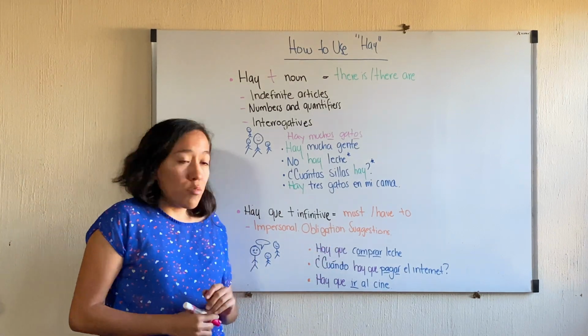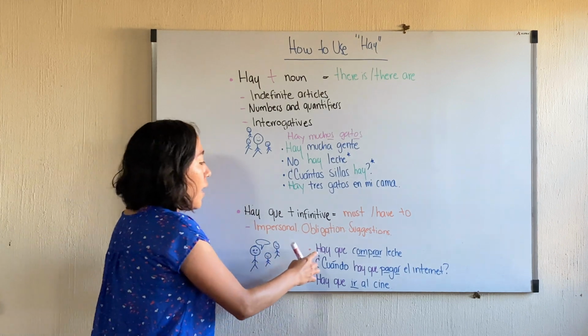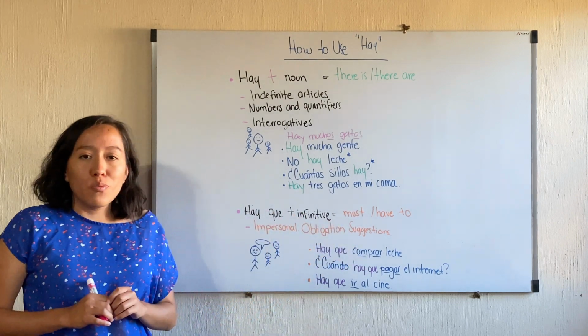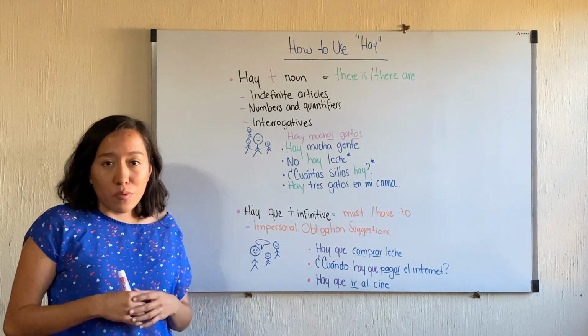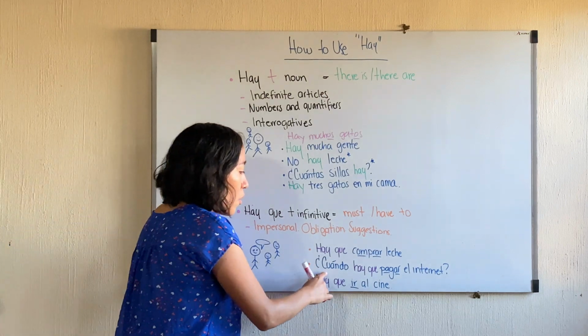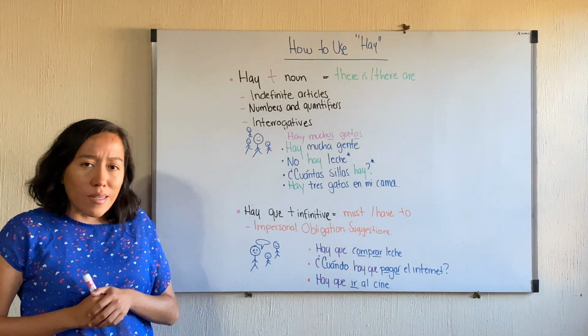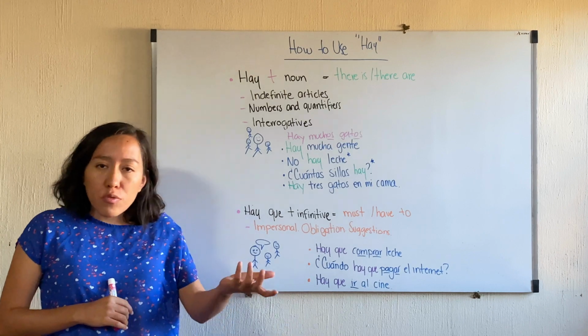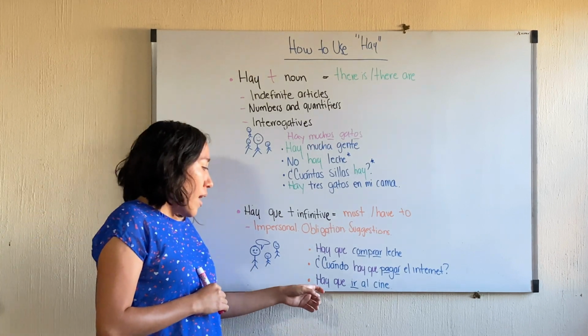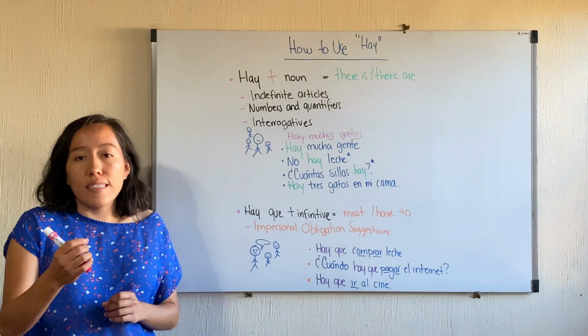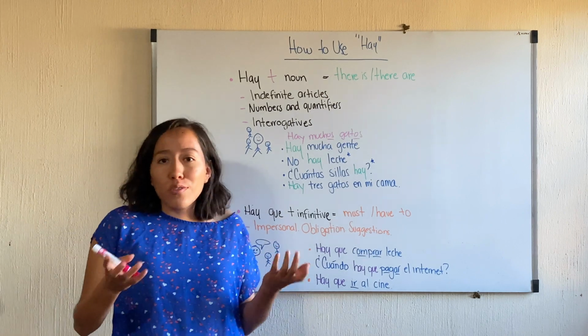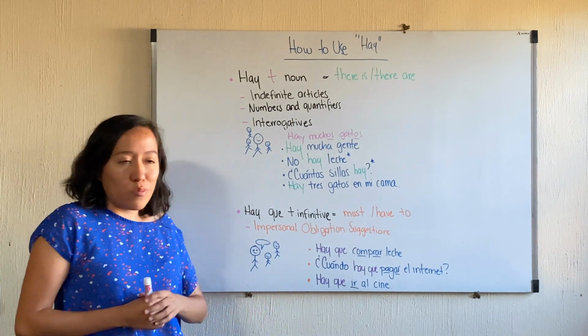Over here, I have some examples. Hay que comprar leche. We must buy milk. We have to buy milk. ¿Cuándo hay que pagar el internet? When do we have to pay the internet? Hay que ir al cine. We have to go to the movies. Let's go to the movies.